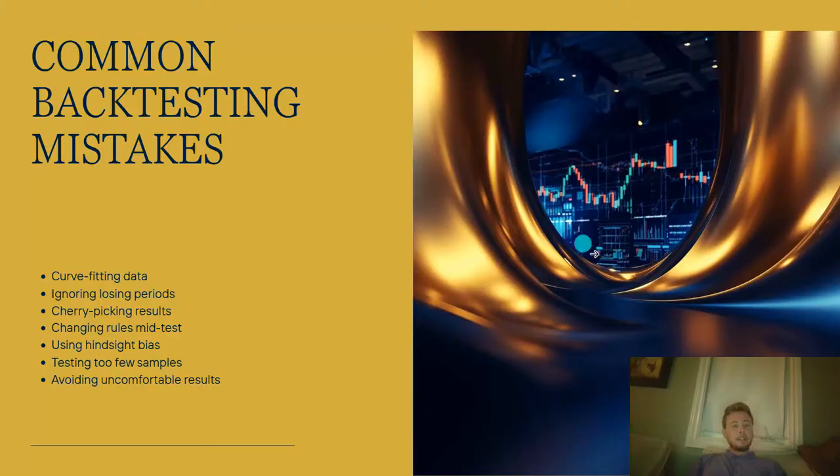Common backtesting mistakes: curve fitting data, ignoring losing periods, cherry picking results, changing rules mid test, using hindsight bias, testing too few samples, and avoiding uncomfortable results. That's a huge one too. If the uncomfortable result is something like this, you can take your strategy, and what you do with that strategy is you have 15 points, for example, that it has to get you 15 points before it loses 500 points. And all of a sudden you have a win rate of 100%.